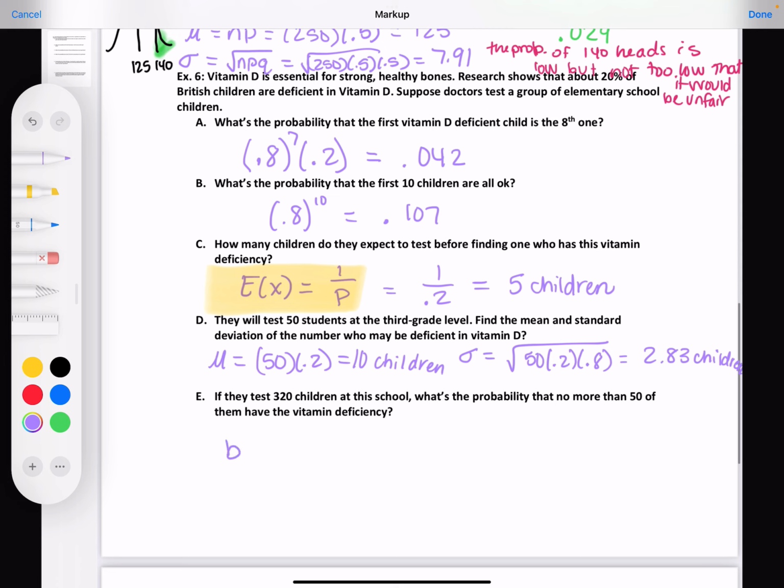So binomcdf. Okay, the number of children is 320. The probability of deficiency is 0.2. And then the number that I don't want to have more than is 50.